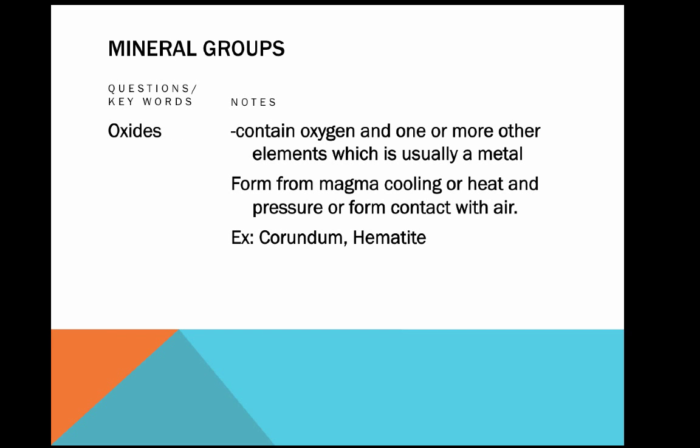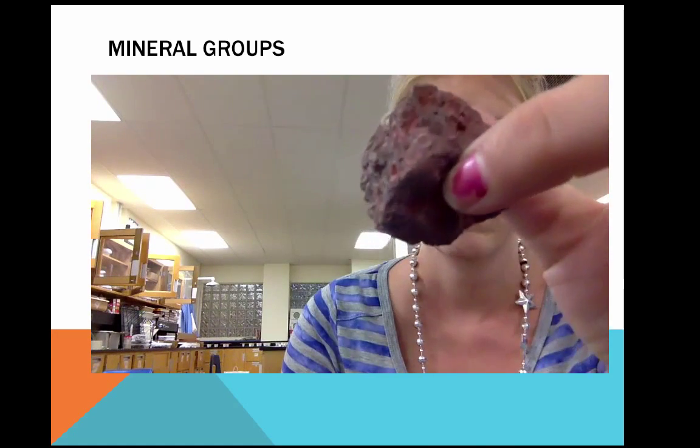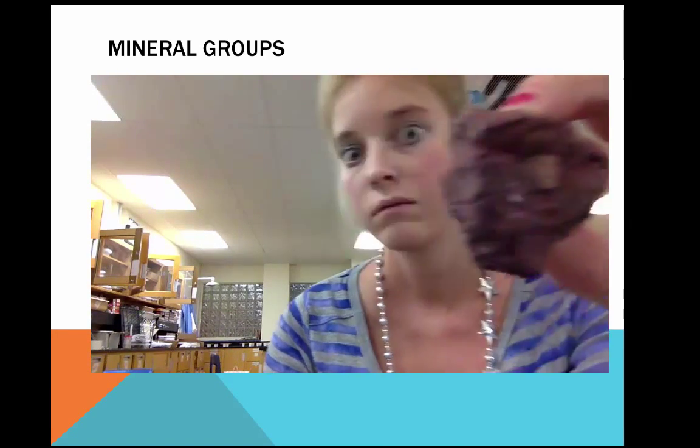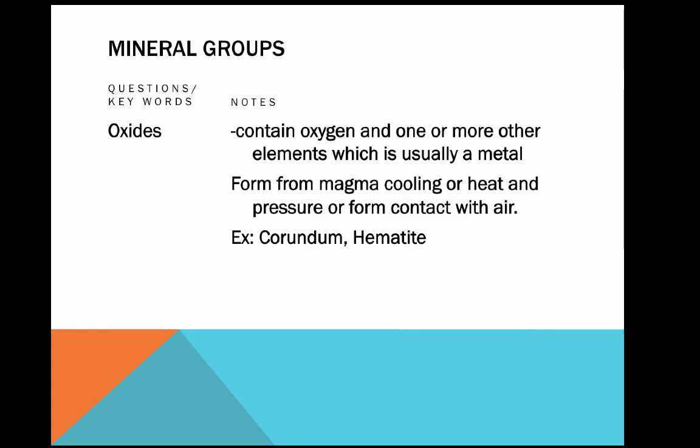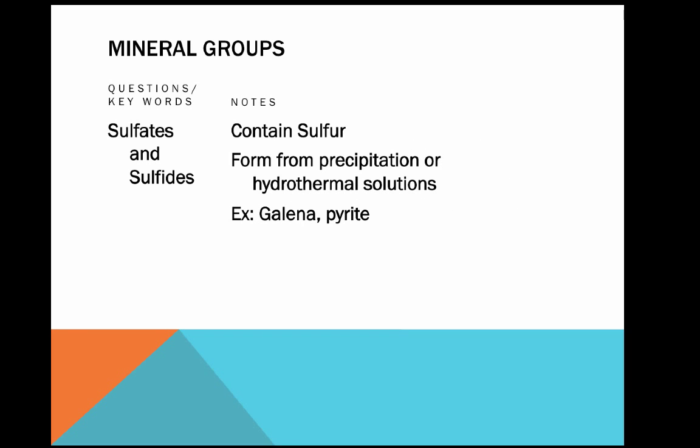Our next group is our oxides. Oxides contain oxygen and 1 other element, which is usually a metal. They form from magma or heat or pressure or contact with air. If you look at this one right here, this is hematite. Hematite forms when it comes in contact with air, and it's got this nice rusty red color. These are all rusty looking.